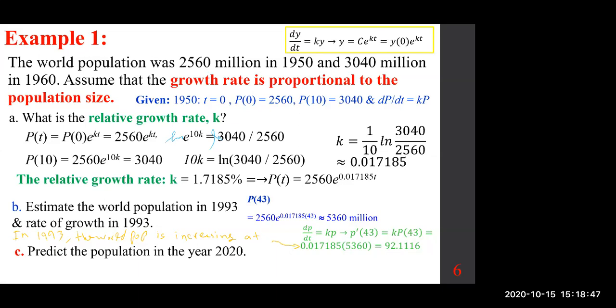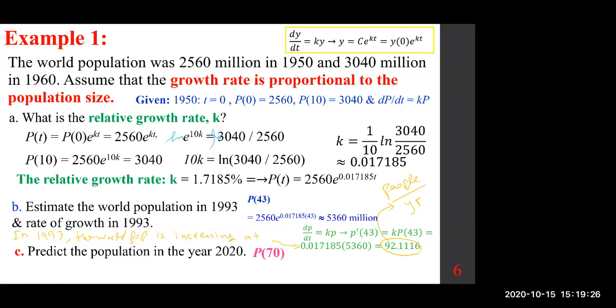92 million people per year in 1993, or after 1993. What about the population in the year 2020? So what t should we use? Class, can anybody help us? What t should we use for the last part? t equals? 70. Beautiful. So all you have to do, use 70.